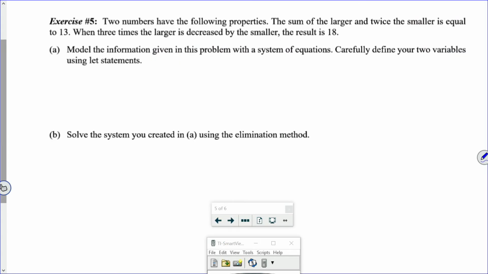Two numbers have the following properties. The sum of the larger and twice the smaller is equal to 13. When 3 times the larger is decreased by the smaller, the result is 18. Letter A, model the information given in this problem with a system of equations. Carefully define your two variables using let statements.